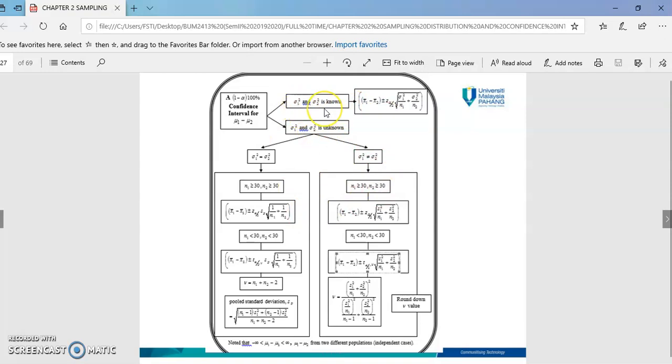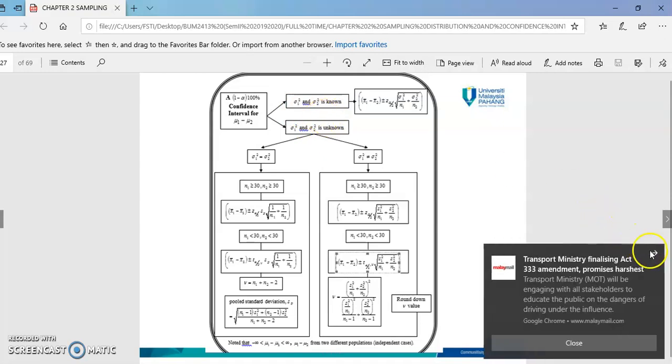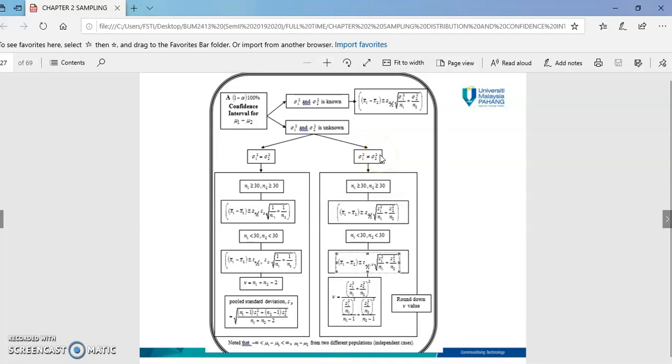Sigma 1 and sigma 2 being known means that we do have the values of sigma 1 and sigma 2 in that question. You can find somewhere in the question the values of sigma 1 and sigma 2. Then it is the sigma 1 and sigma 2 known condition. So if known, then we go to the first formula here.